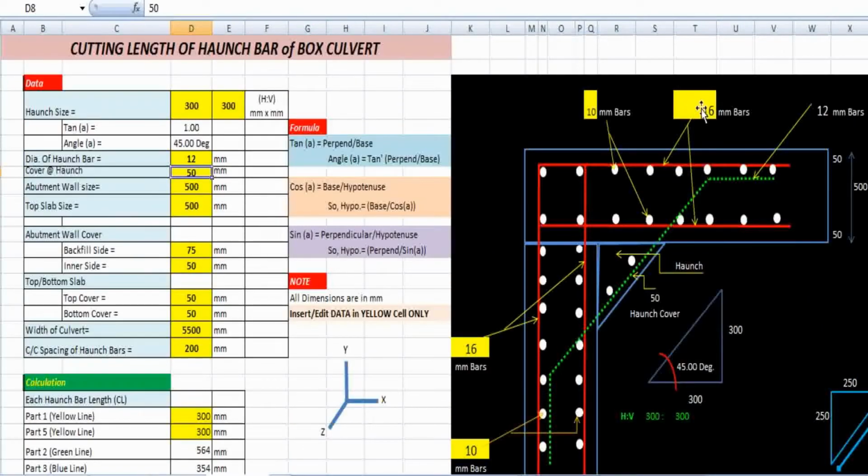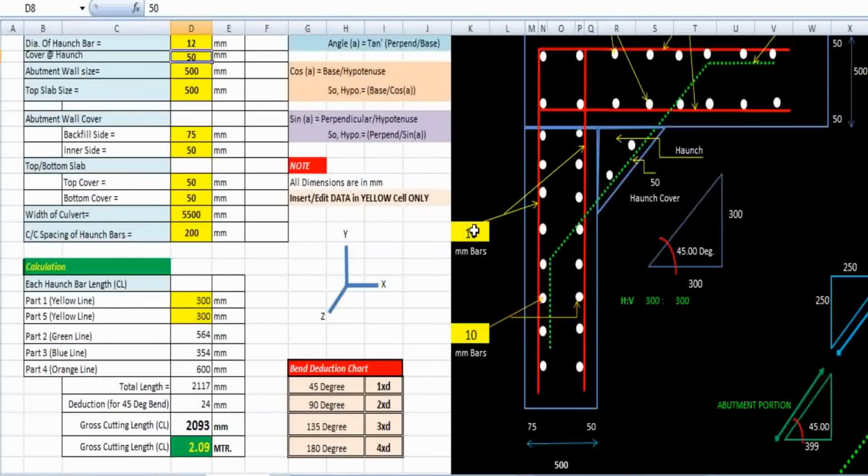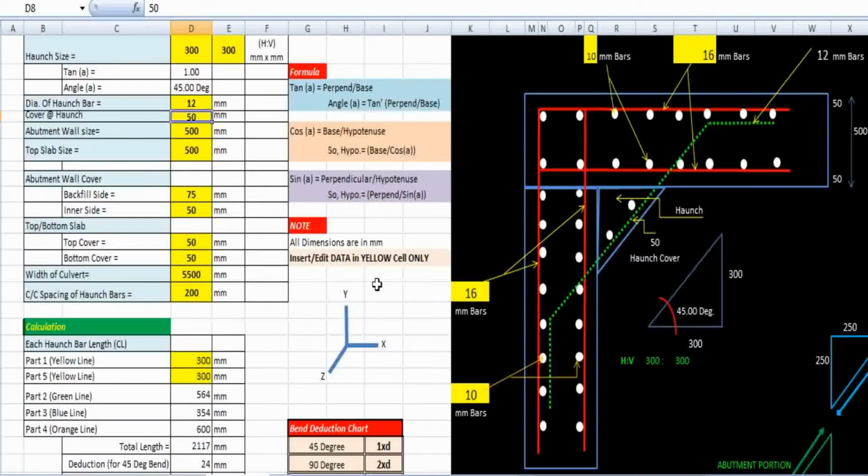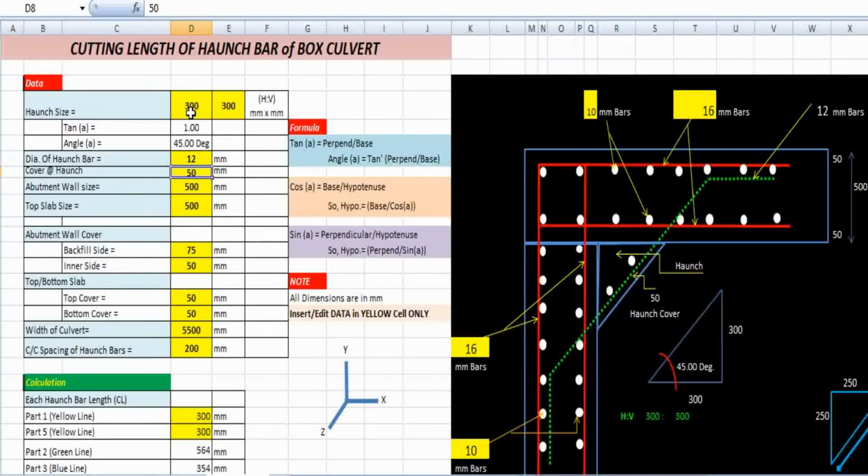here you have to also provide this yellow cells data. Okay, so here these bars having diameter of 10 mm, these bars having the diameter of 10 mm, this red color bars also having the diameter of 16 mm. Similarly here 16 mm, 10 mm. Okay, so this yellow cell has to be modified by you. That is, if you have the haunch size of suppose 900 by 300, then it will automatically calculate as per your requirement. Okay, so for your understanding purpose I have taken here 300 by 300 millimeter haunch.